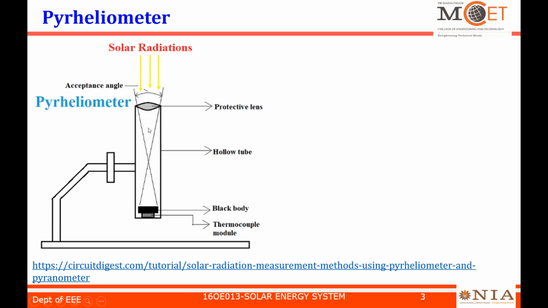This radiation will pass through the hollow tube and will be accepted by this black body. The purpose of this black body is to absorb the heat. Below this black body, we have a thermocouple, which senses the heat. This heat energy is converted into electrical energy.